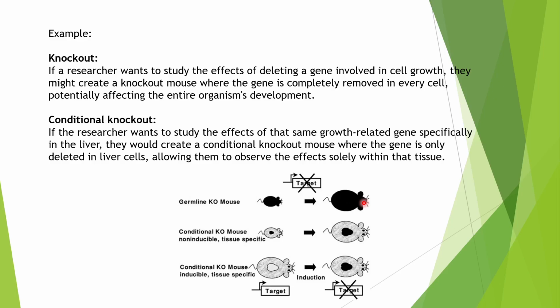So, an example. Knockout: if a researcher wants to study the effects of deleting a gene involved in cell growth, they might create a knockout mouse where the gene is completely removed in every cell, potentially affecting the entire organism's development. In conditional knockout, if the researcher wants to study the effects of the same growth related gene specifically in the liver, they would create a conditional knockout mouse where the gene is only deleted in the liver cells, allowing them to observe the effects solely within that tissue.